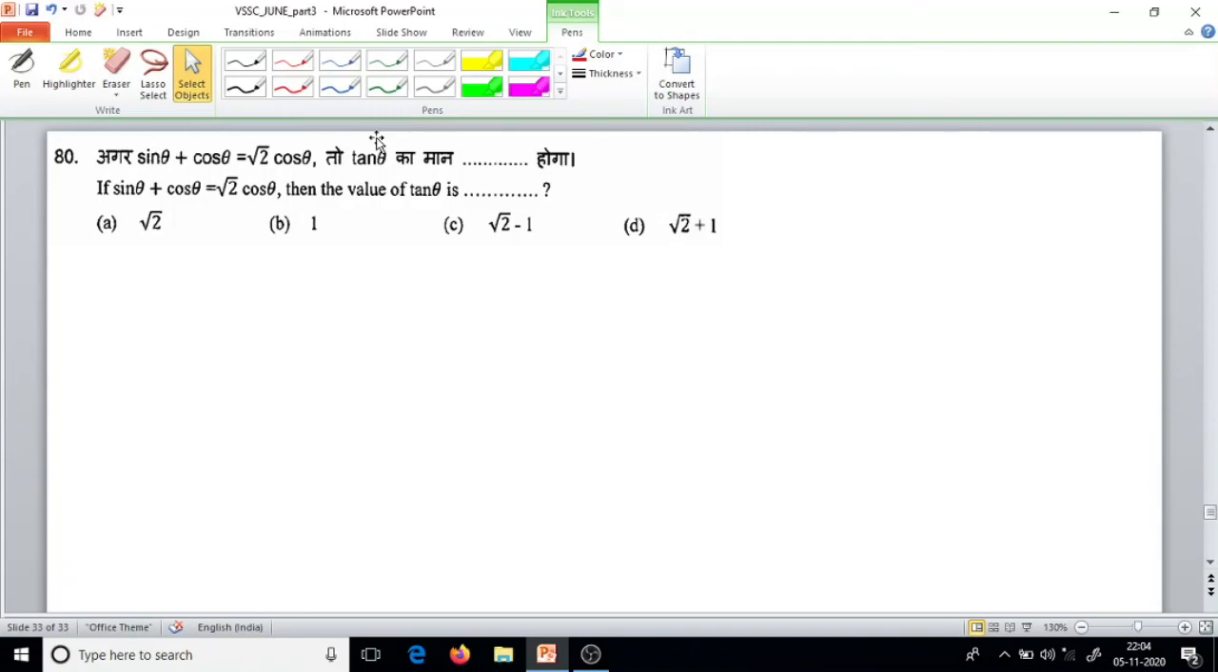So we'll finish the 2019 June question. So the question is, if sine theta plus cos theta equals root 2 cos theta, what is the value of tan theta? Tan theta we have to find.